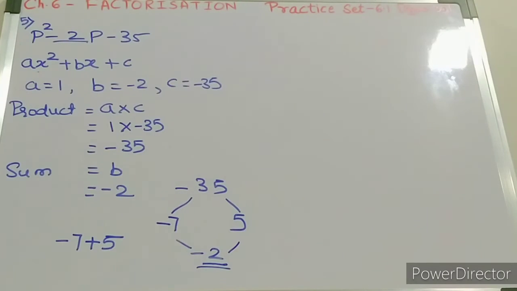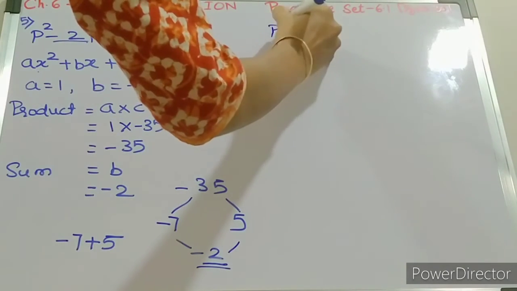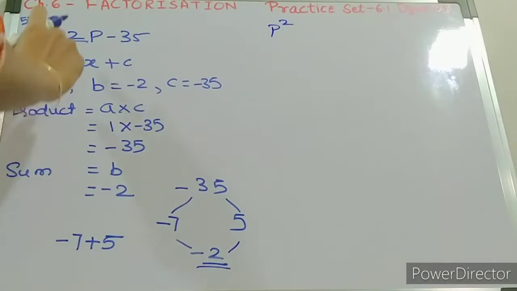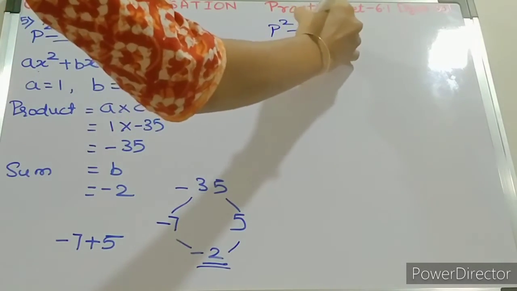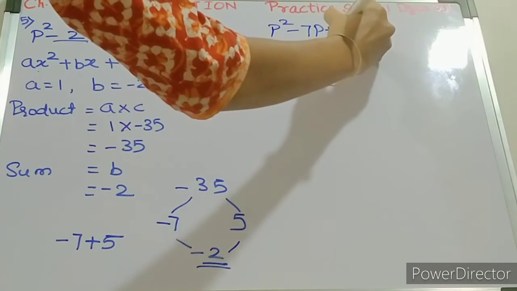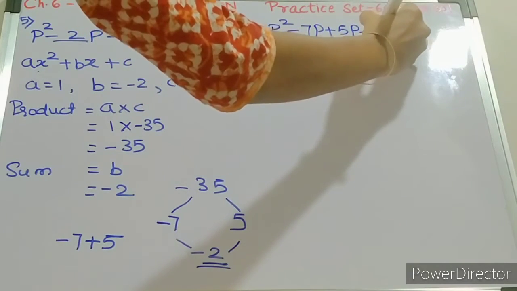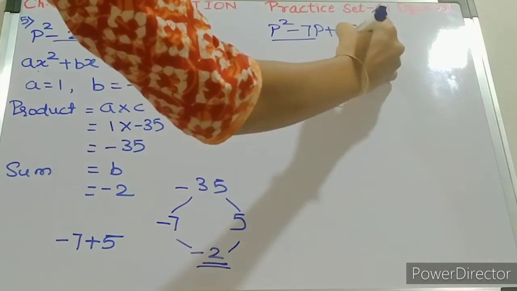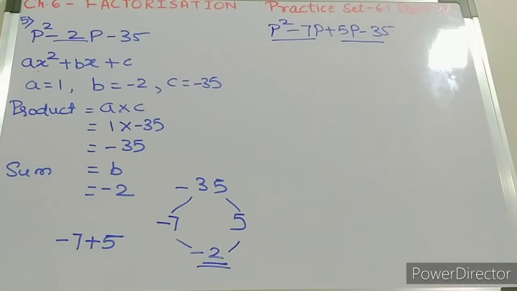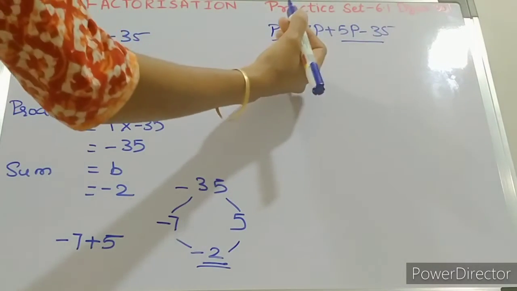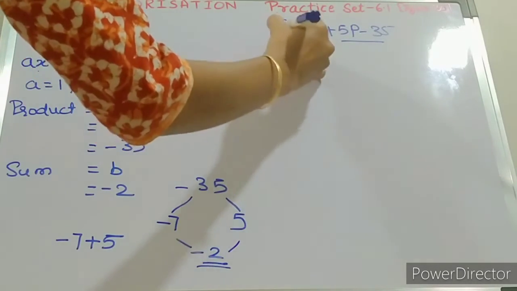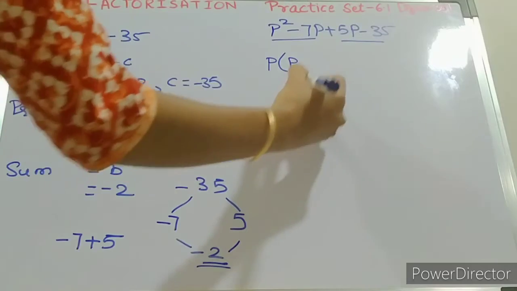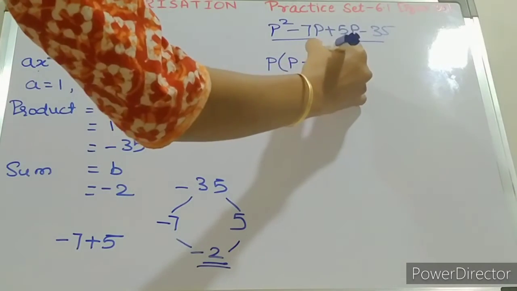So what is the next step? We have to write these two factors instead of the middle term. So p square minus 7p plus 5p minus 35. Now next, take two terms. From the first two terms I can take p common. In the first, p is remaining. From the second, 7 is remaining.